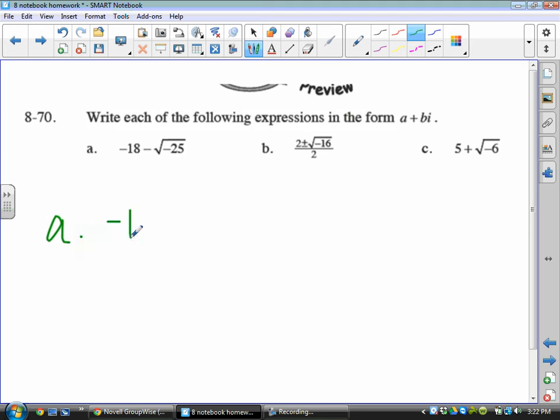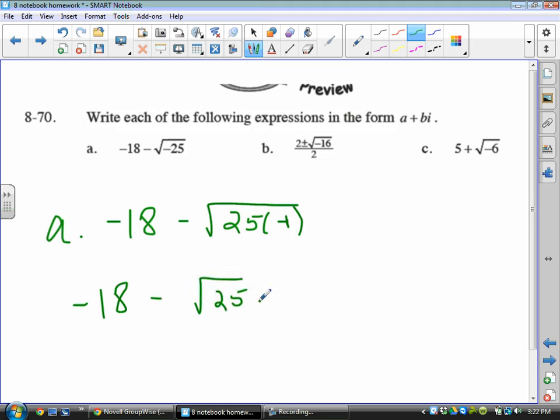And imaginary numbers, this i happens when I take the square root of a negative number. So I'm going to rewrite the square root of negative 25 as the square root of 25 times negative 1. So we just separated the negative sign from that. So negative 18 is going to stay the same, minus, I could rewrite this as the square root of 25 times the square root of negative 1. Now I know the square root of 25 is a 5, so I bring down my minus sign, and I have a 5 there.